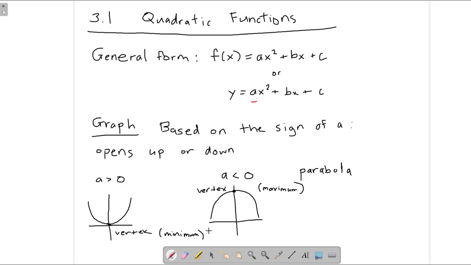This maximum and minimum quality being at the vertex is good to keep in mind for solving word problems, because very often in physics, you'll be modeling the trajectory of a particle or of some object, and it'll be parabolic like this. If it asks you to find the highest height that it reaches, then you'll know that it just occurs at the vertex of this parabola.